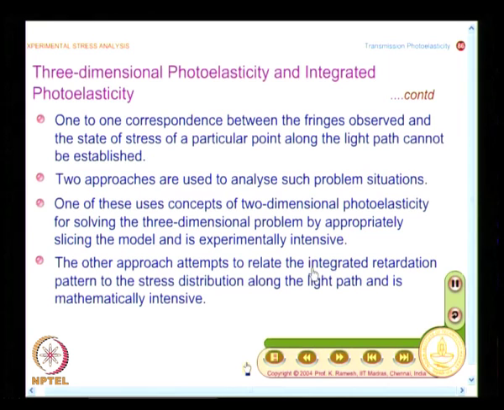and you have that as an integrated retardation pattern, and that needs to be interpreted because I need to assume a stress distribution and obtain the parameters by mathematically solving the problem. So, the other approach becomes mathematically intensive. Either it has to be experimentally intensive or mathematically intensive. Mind you, anything interior is always difficult.